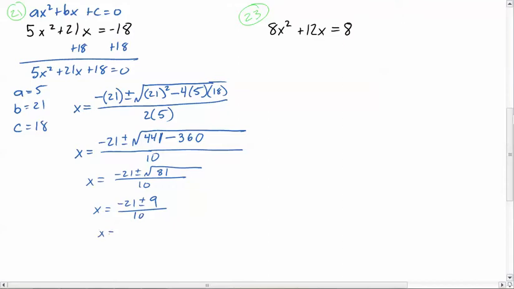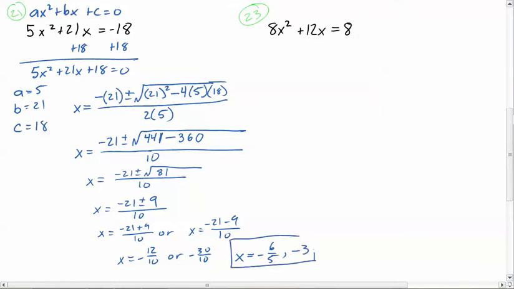And then from there, x equals negative 21 plus 9 over 10, or x equals negative 21 minus 9 over 10. So that means x equals, let's see, negative 21 plus 9 is negative 12, so negative 12 over 10, or negative 21 minus 9 is negative 30 over 10, which we are, of course, then going to reduce because we are good little algebra students. So 6 over 5 and negative 3. And I'm okay with you leaving it as an improper fraction. There you go. On to the last one.